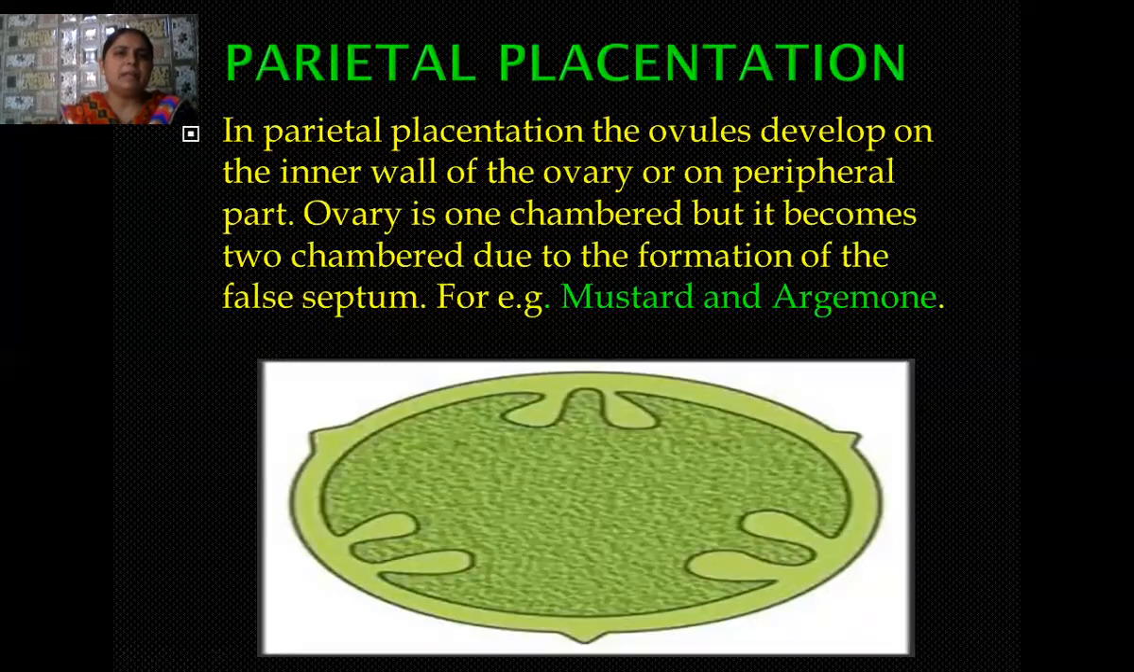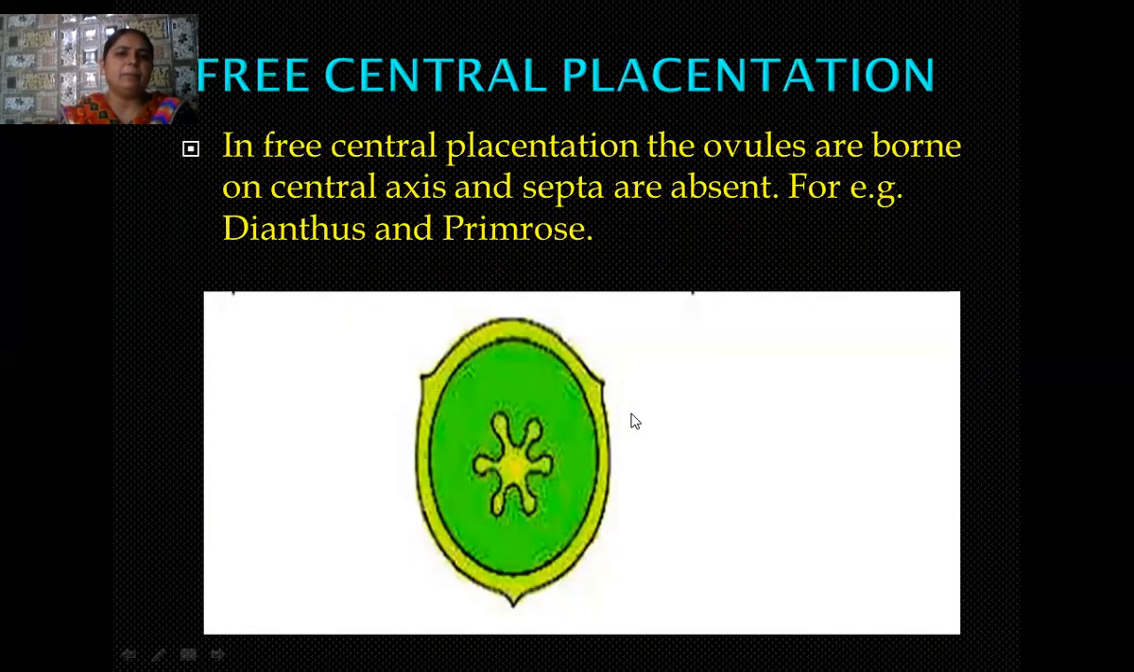The next type of placentation here is the free central placentation. As the name itself indicates, all the ovules are borne on the central axis. And here the septa are absent in the ovary. So here you see all the ovules are present on the central axis of the placenta, and septa are not there. The example is dianthus. Dianthus is a flower and primrose is also a flower.